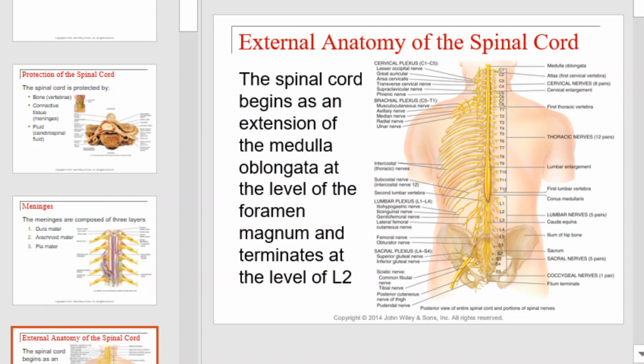The external anatomy of the spinal cord. The spinal cord begins as an extension of the medulla oblongata at the level of the foramen magnum and terminates at the level of L2. Here we see at the right the spinal cord and the major plexuses. Take a moment to examine each before moving on.